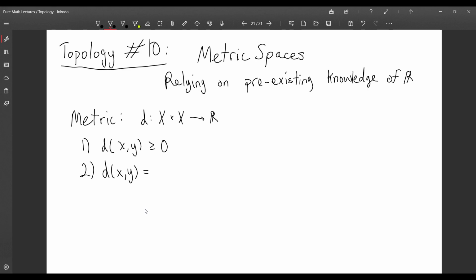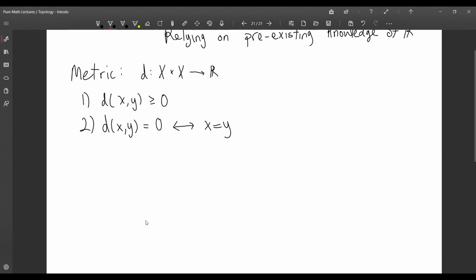The next condition is that this metric is equal to 0 if and only if x equals y. So essentially, a metric is going to be a generalization of distance, right? I'm using the word distance as a vague connection to what we already think of. So if the distance between x and y is 0, then x and y are the same point.